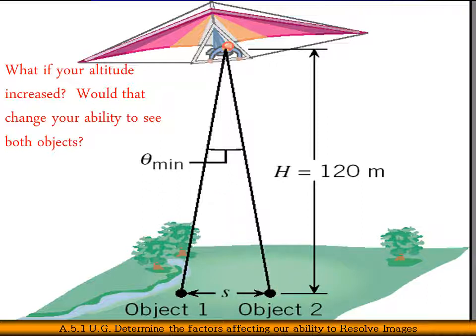Now, as they get higher up, that angle becomes smaller. There's a point where they're high enough and that angle is small enough that they can no longer resolve the difference between those 2 objects. Those images are no longer discernible as 2 separate objects. They kind of look like one overlapping object.